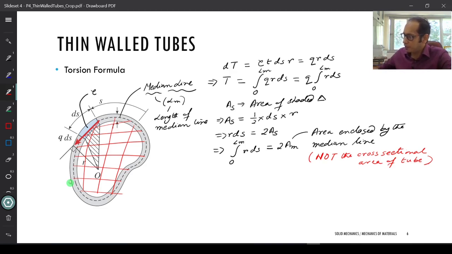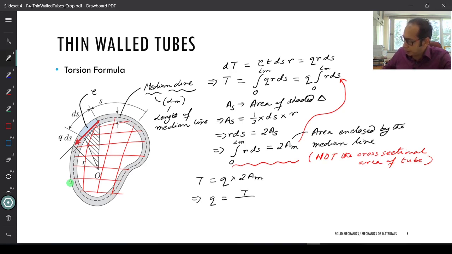So now if I take this expression which I just derived and plug it back into this one, what I get is that my T becomes equal to Q times 2 Am, right, which gives me further that Q equals T by 2 Am, where Am is again the area enclosed by the median line, right?